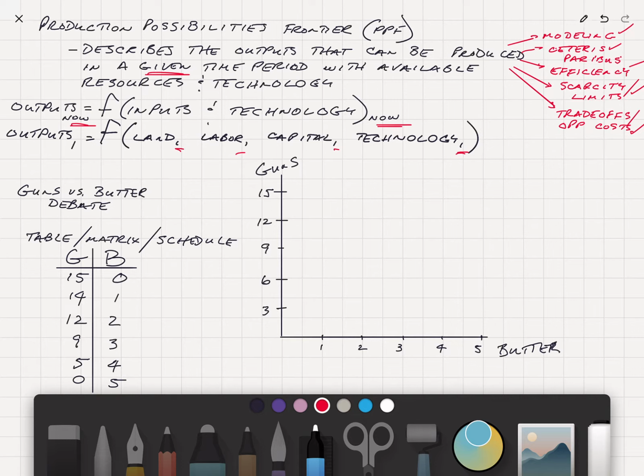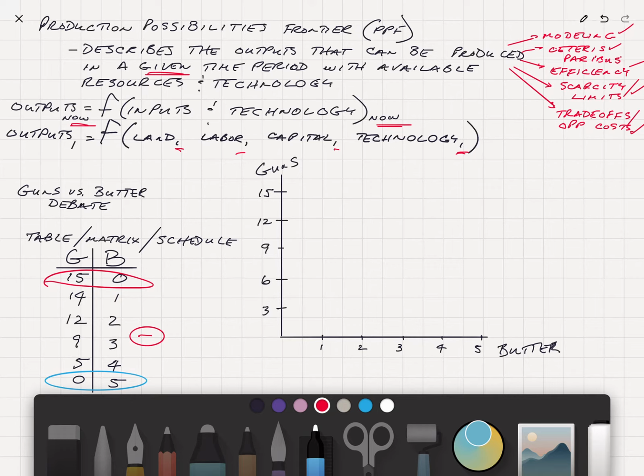Notice what happens here. We can start at the very, very top and say if society devotes all of its resources into production of guns, it can produce no butter. Likewise, we can go all the way down to the bottom. If society devotes all of its resources to production of butter, it will have no guns. Now you can clearly see these numbers are working inversely. That is to say that this relationship here is a negative relationship. I'll talk more about that in a second.